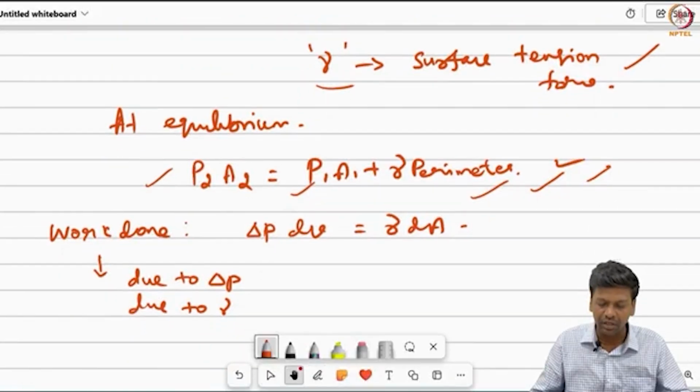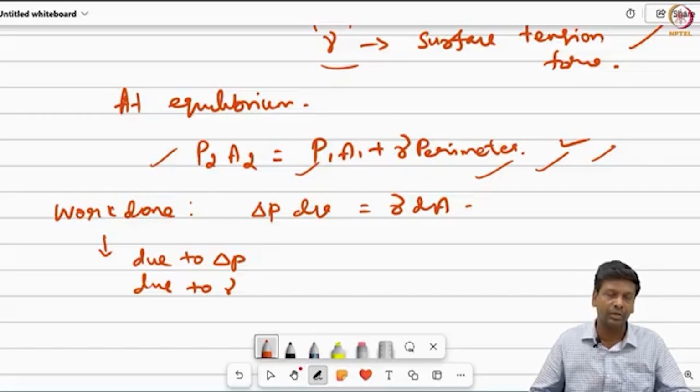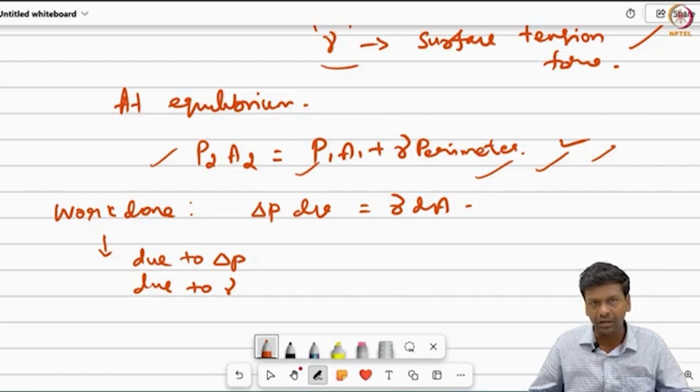Now we know that whenever we deal with a case where the surface or interface is considered, work is being done by the system, because surface tension usually pulls the surface down because of the surface tension effect, right? So in such a case we consider that work is being done by the system.